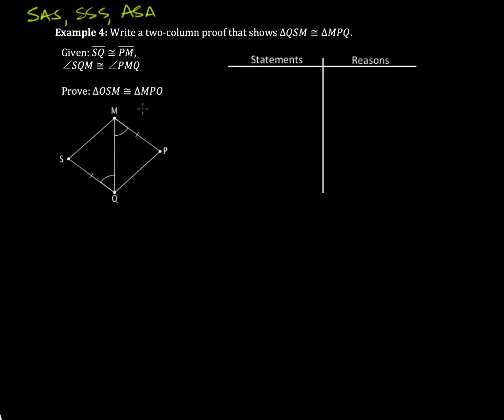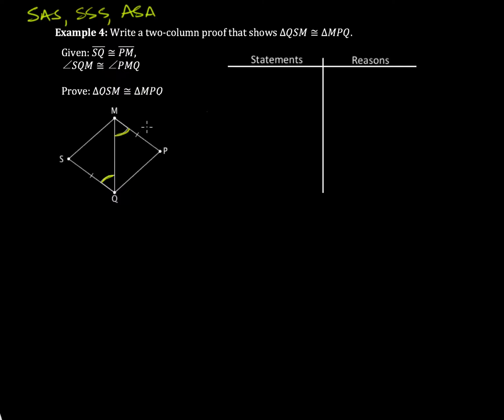So now let's look at this proof. We are supposed to prove that these two triangles are congruent, triangle QSM congruent to triangle MPQ. And what we're given is that SQ is congruent to PM and that angle SQM, again, we can't just call this angle Q because it's not specific enough, because there's more than one angle using Q as the vertex. We have to use this longer name. Angle SQM is congruent to angle PMQ right there.